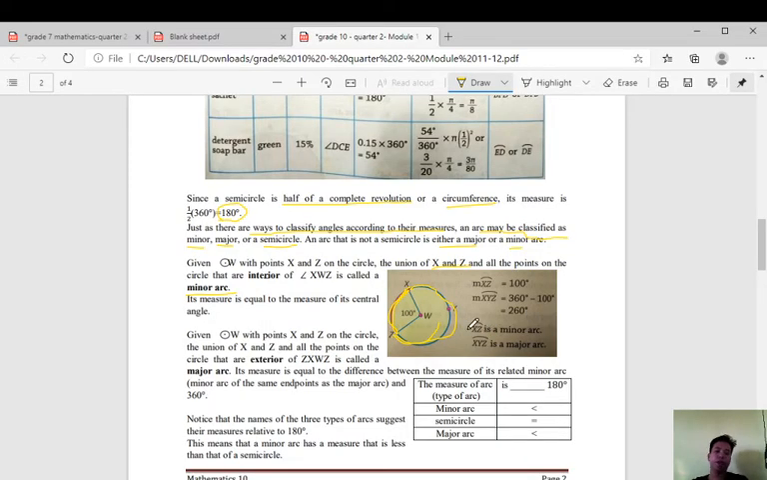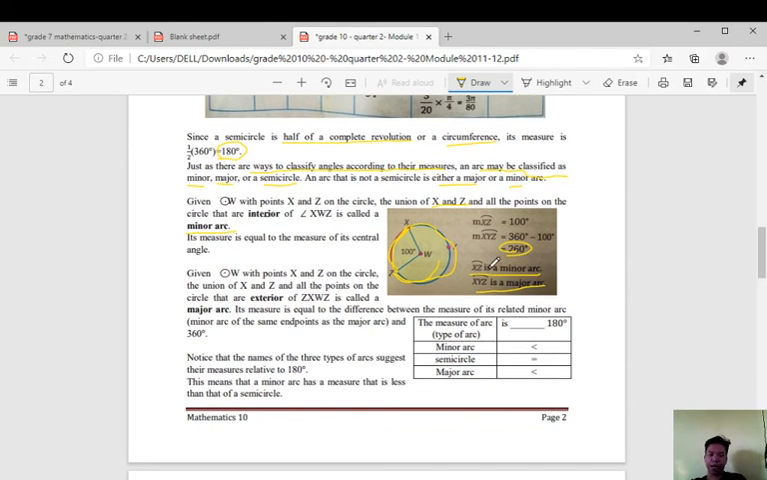Then how can we find the measure of this major arc? Just subtract 360 minus the measure of our minor arc, which is 100 degrees, then it is equal to 260 degrees. So arc XZ is a minor arc and arc XYZ is a major arc. Another difference is a minor arc is only composed of 2 letters, while the major arc is composed of 3 or 4 letters, or 3 or more letters.